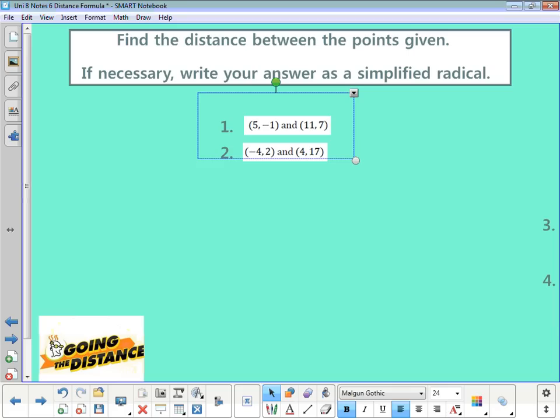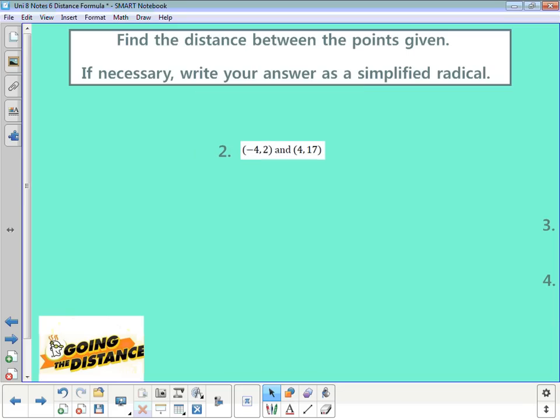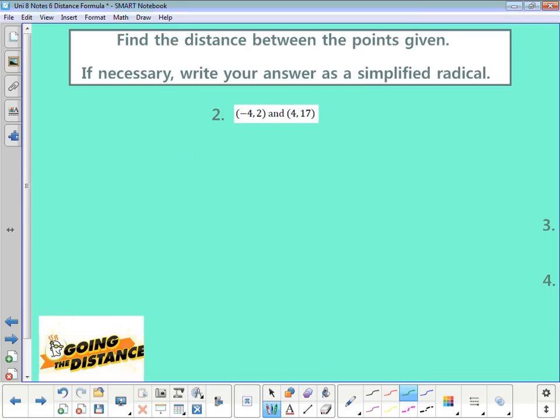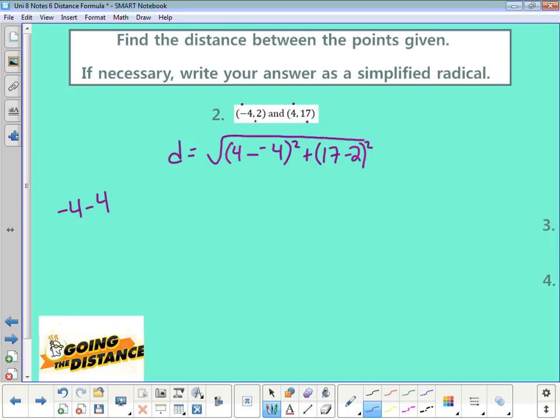In number 2, I have the 2 points (-4, 2) and (4, 17). Again, I'm going to put those into the distance formula. My x coordinates are 4 and -4, so 4 minus -4 squared. And my y coordinates are 17 and 2, so 17 minus 2 squared. Now this is a good time to point out that if I were to change the order, if I had gone -4 minus 4, I would have ended up with negative 8, which squared is still 64. Here, I'm going to end up with positive 8, which squared is still 64.